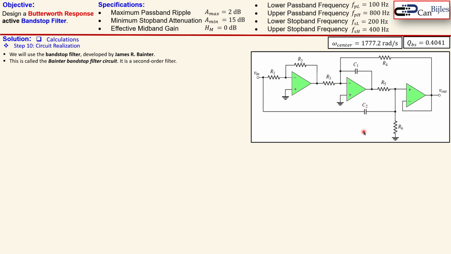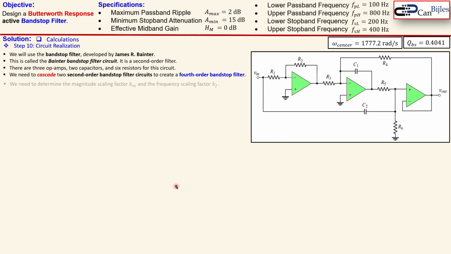Those are most of the time taken equal to each other. So C1 is equal to C2. That makes the calculation also a bit easy. So that is what we also will do. Now there are 3 op-amps also. So we have here 3 op-amps. Okay, we need to cascade 2 second order band stop filter circuits to create a 4th order band stop filter. Now we need to determine the magnitude scaling factor and also the frequency scaling factor for each stage.